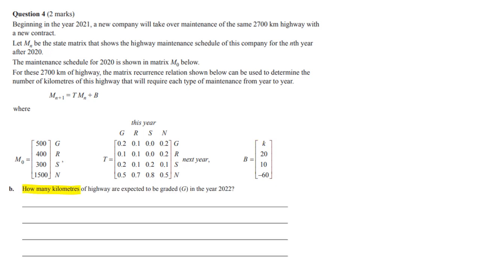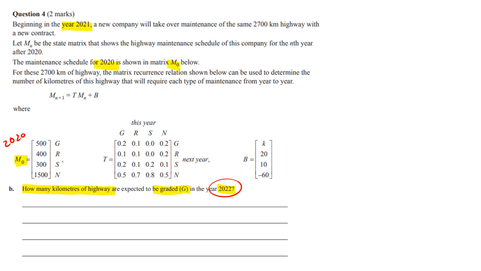How many kilometers of highway are expected to be G in 2022? Looks like they're doing a classic iteration here. Now, it does say the beginning of the year 2021, but the maintenance schedule for 2020 is shown by M0 below. So this is actually M0 here. They're telling us 2020, and we want 2022. So it looks like we're going to do 2 iterations. You're never going to do 1 on an exam. They're going to make you do 2.